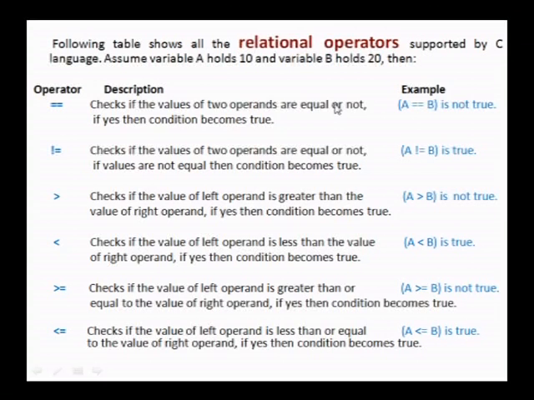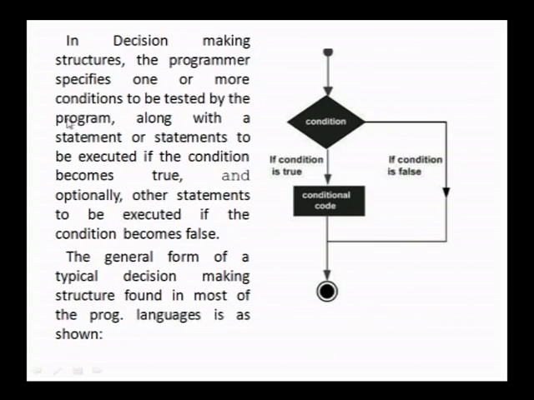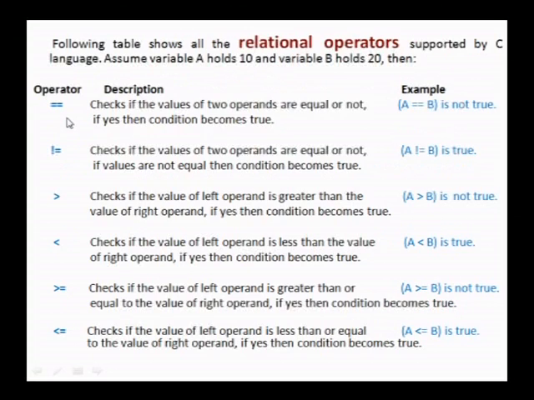in association with this. First thing is the relational operators. C supports 6 different relational operators, that is equal to, not equal to, greater than, less than, greater than or equal to, or less than or equal to. The equal to symbol in C is going to be written as a double equal to symbol without any space here.